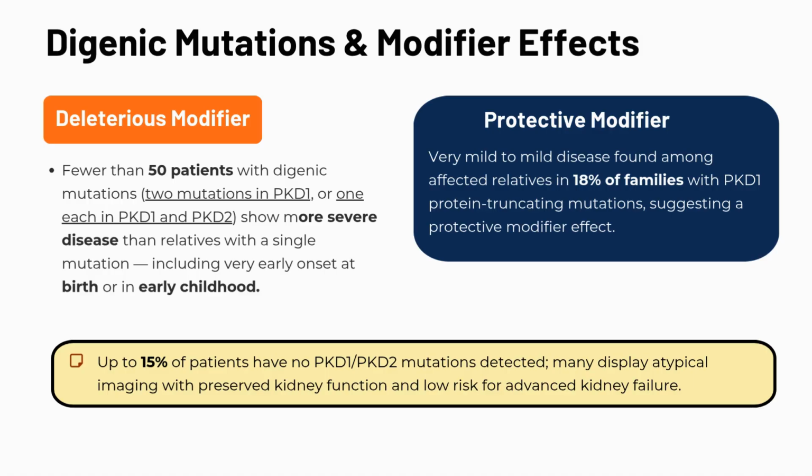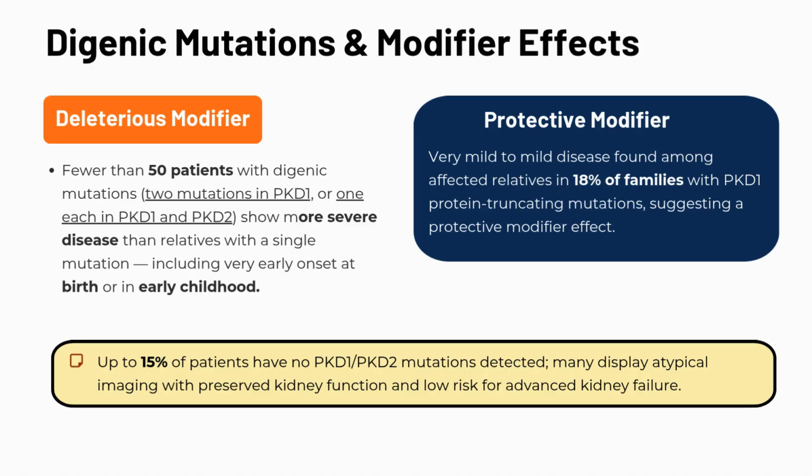Now let's go one step deeper into genetic complexity. Because ADPKD is not always a single mutation disease, modifiers can significantly change the phenotype. Deleterious modifiers: in rare cases, patients carry two mutations, either two in PKD1, or one in PKD1 and one in PKD2. These are called digenic mutations, and the key point is they usually lead to more severe disease. These patients can present very early, sometimes even at birth or during early childhood. So if you see an unusually aggressive phenotype, always think about this possibility.